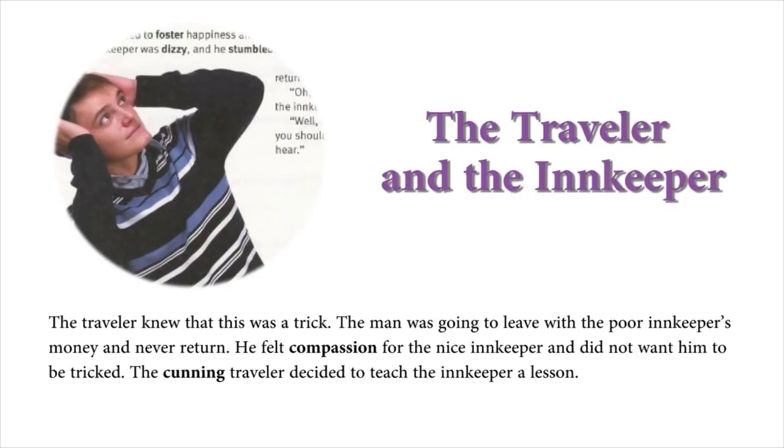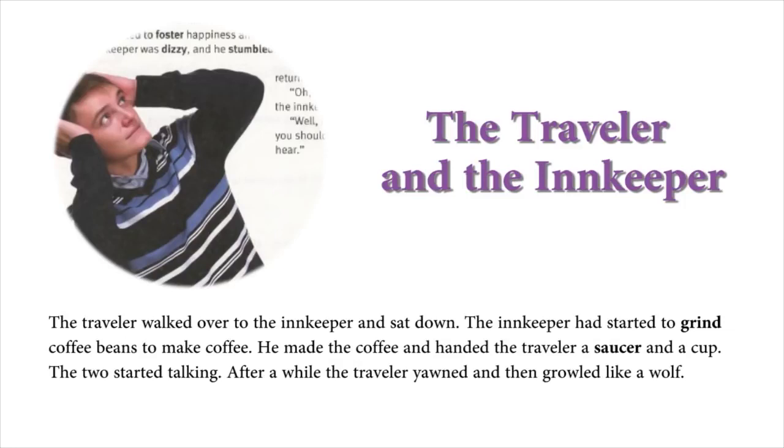The traveler knew that this was a trick. The man was going to leave with the poor innkeeper's money and never return. He felt compassion for the nice innkeeper and did not want him to be tricked. The cunning traveler decided to teach the innkeeper a lesson. The traveler walked over to the innkeeper and sat down. The innkeeper had started to grind coffee beans to make coffee. He made the coffee and handed the traveler a saucer and a cup.